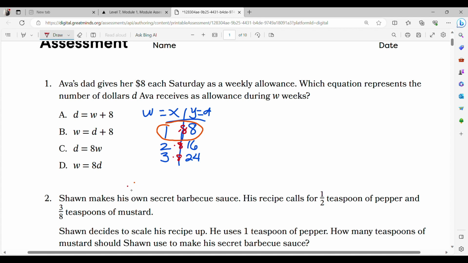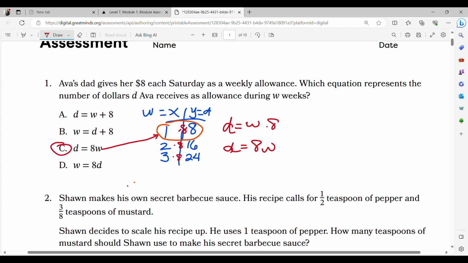So in this case, D will equal whatever's on W times 8. W times 8. The better way to denote that is D equals 8W, which is right over here. Got it? So answer to number 1 was D.